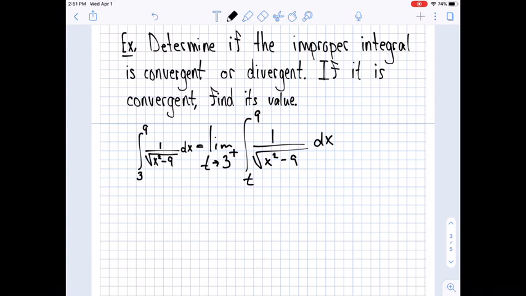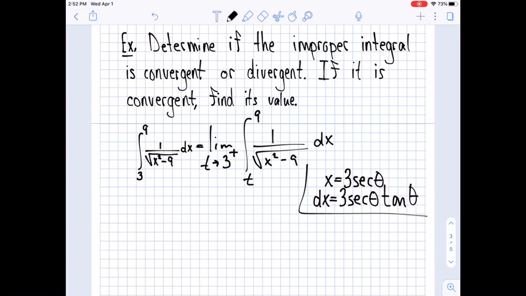We have set up our limit, but you do realize now that inside we have to figure out a way to integrate this. It is going to be, unfortunately, a trig sub. We do have x squared minus a squared, and so the sub that we'll be making is x equal to a secant theta, with a being equal to the positive square root of 9, so it'll be 3. So we have x equal to 3 secant theta. dx will be 3 secant theta tan theta. That's the first part, that's our trig sub.